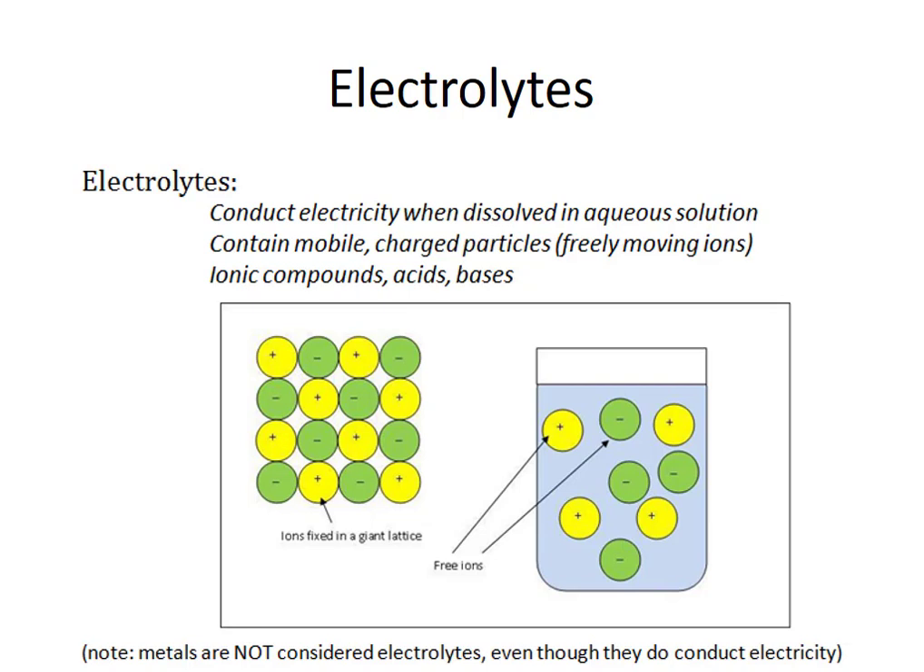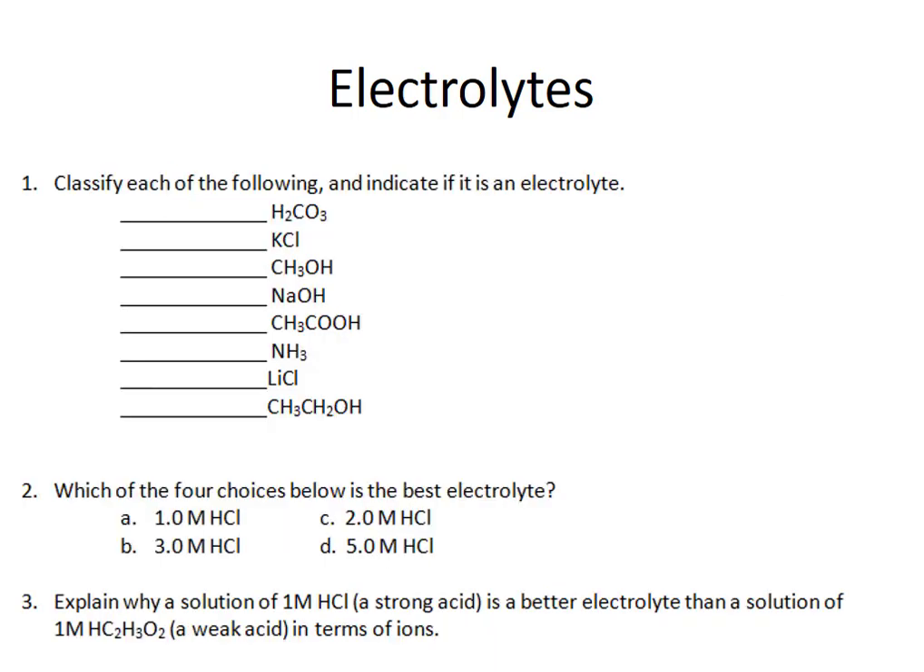Remember, metals are not considered electrolytes, even though they conduct electricity. They're a solid piece of metal, and they have free-floating electrons. They're not free-floating ions. That's why they differ.